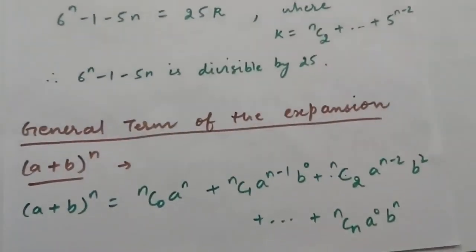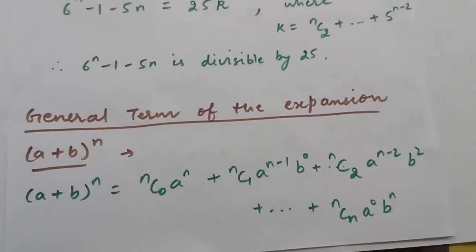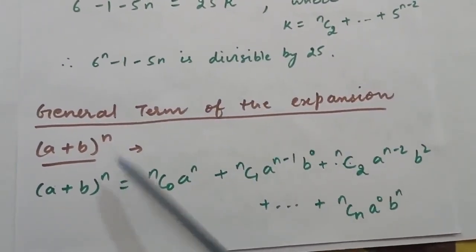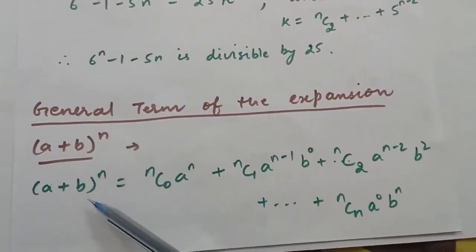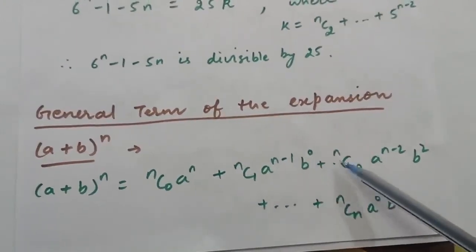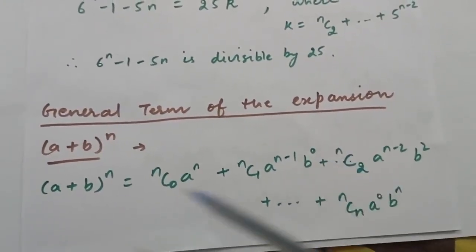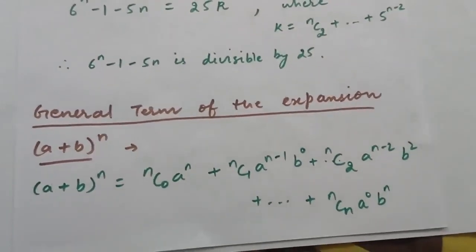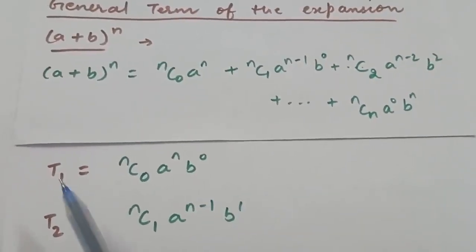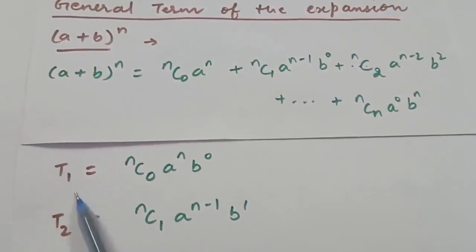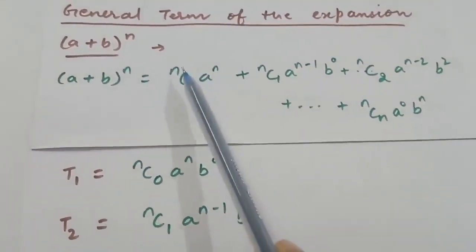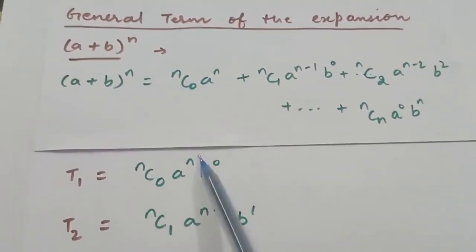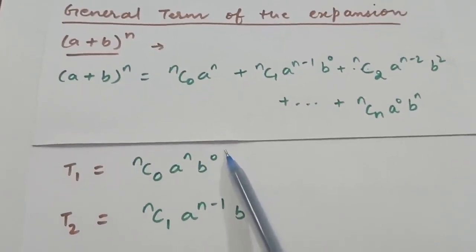Now we will talk about the general term of the expansion (a plus b) whole raised to the power n. By the binomial theorem we know this formula of expansion of the binomial, right? So from here we can see the first term. We denote the first term by t1, which is equal to nC0 a raised to the power n, b raised to the power 0.